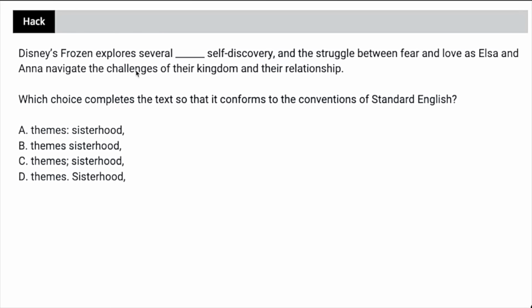Now, if we switch it up just a little bit, we have Disney's Frozen explores several themes, and that is an independent clause. So A is a contender, right? So if we start with an independent clause, we know that we're going to need to get rid of B because that's basically nothing. Ooh, and look, we have a semicolon and we have a period, and there's literally nothing other than the capital S. They're basically the same, right? They have a comma after sisterhood, so we can get rid of C and D because of that. And then by default, we know it's going to be choice A.